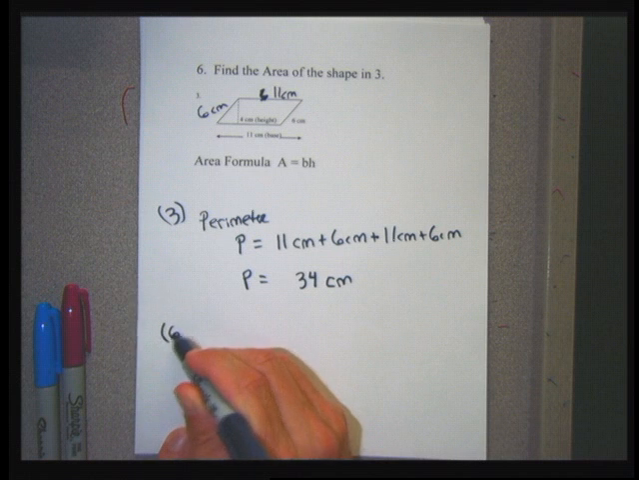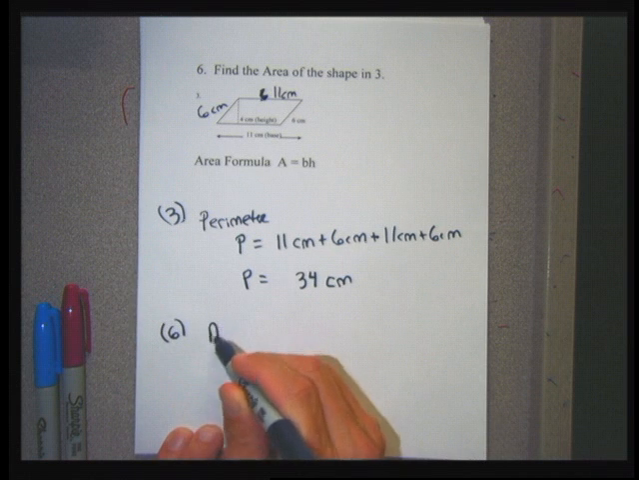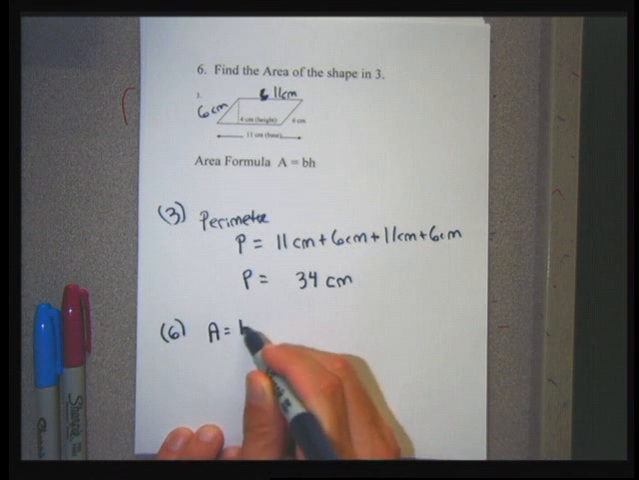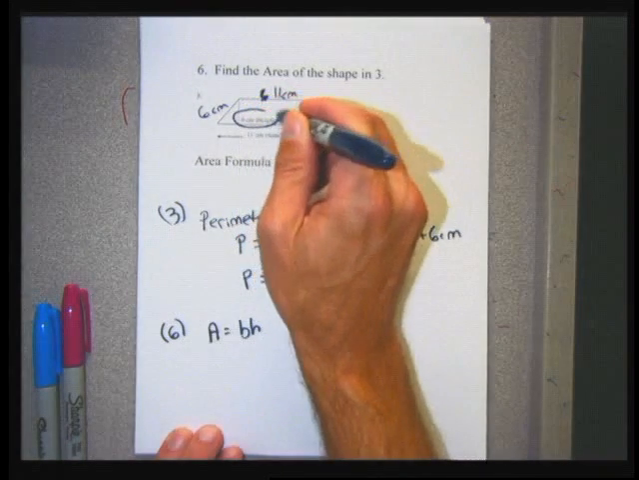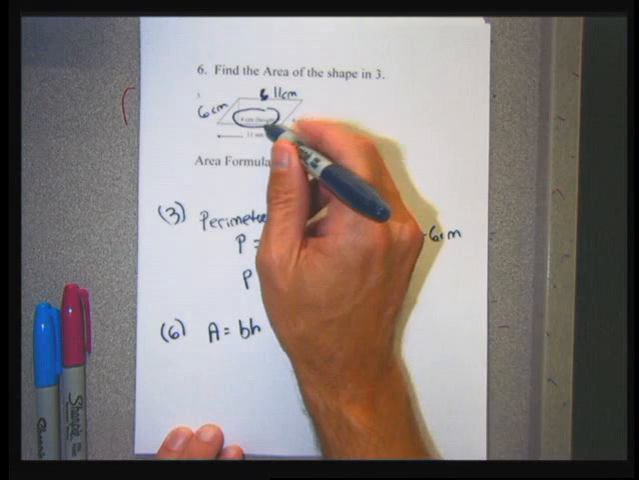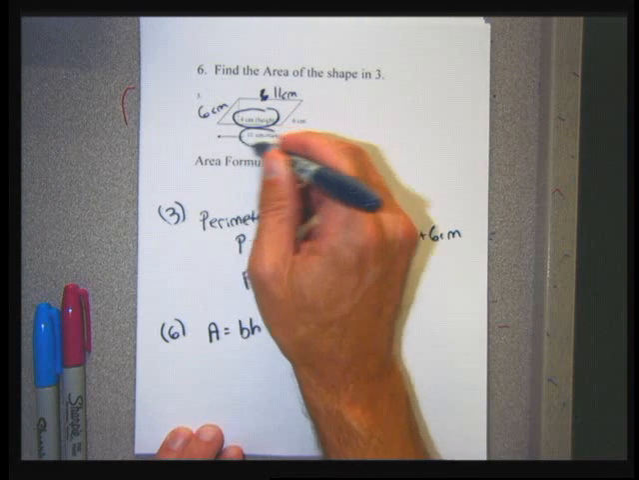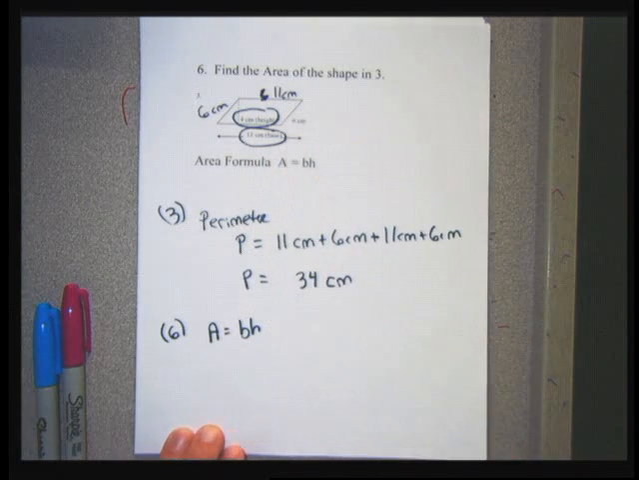Problem 6 wants me to find the area of this figure. The area formula is the base times the height. The height is given at 4 centimeters. The base is the side where the height connects. In this case, the base is going to be 11 centimeters.